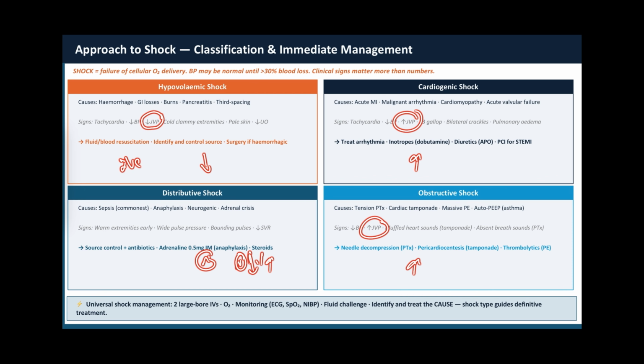The universal shock management protocol is to take two large bore IV cannulas, start the patient on oxygen because of the increased metabolic oxygen demand. Continuously monitor the patient, look at the ECG, saturations, and the non-invasive blood pressure. Give a fluid challenge, and see if the patient is actually responding or not. If the patient is not responding, you need to start the vasopressors or the inotropes according to the type of shock that the patient is in.